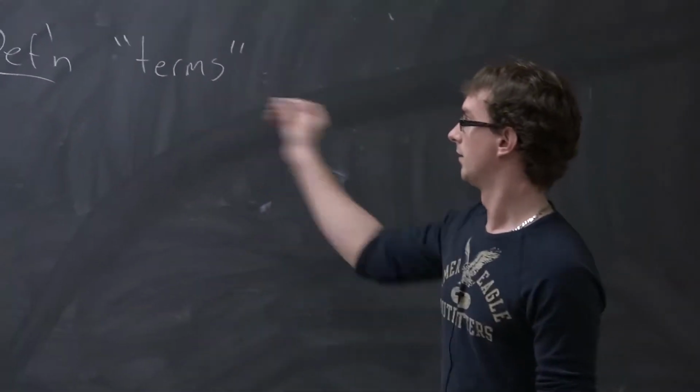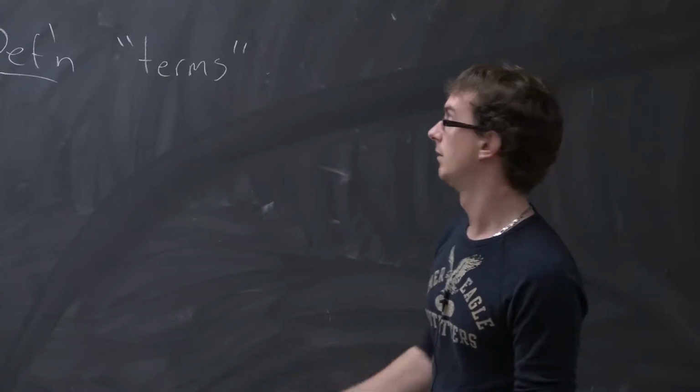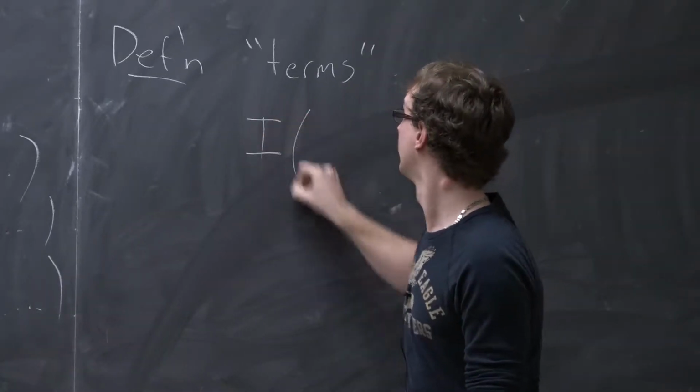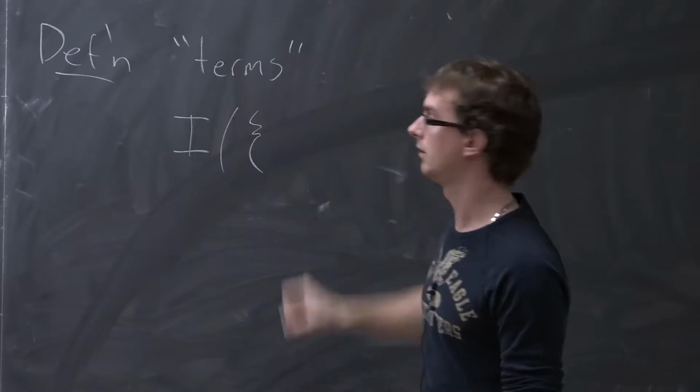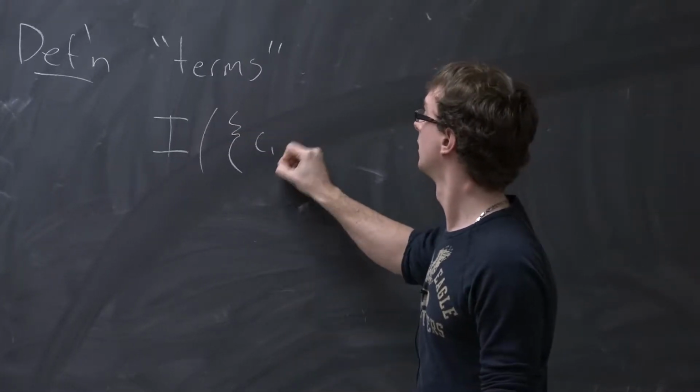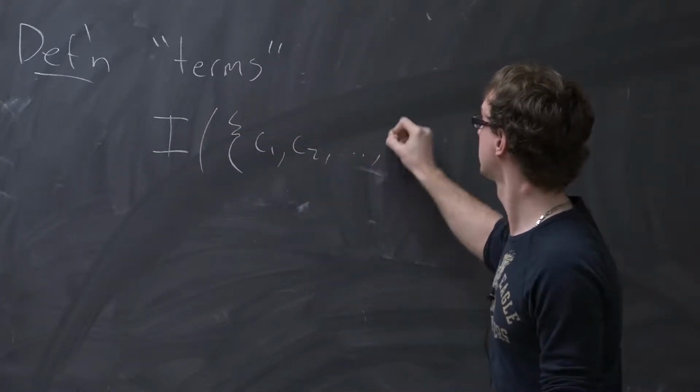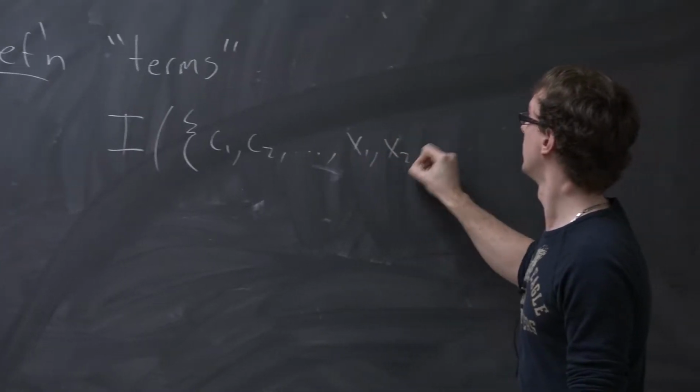But if we want to be a bit rigorous about what it means to be a term, we can define this as the set IAP, where our core elements are going to be our constants and our variables.